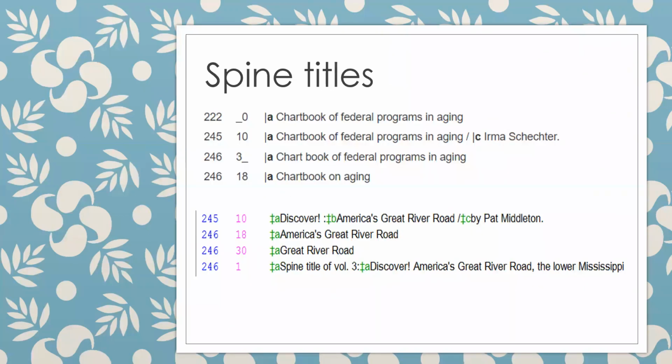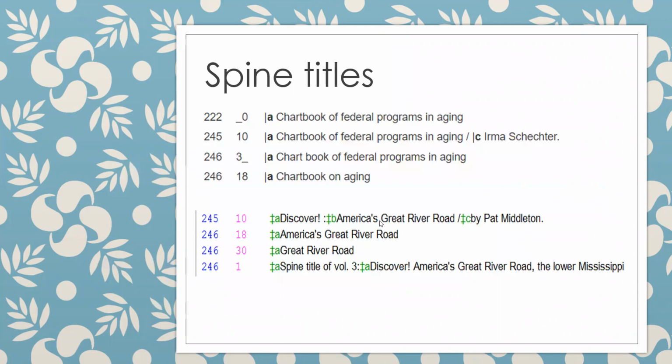Okay, so let's move on to spine titles. So what is a spine title? It's the titles on the spine, the publisher's title, not library binder's title. The spine title is often a short or partial form of the full title given on the title page. And that's from OCLC Bibliographic Formats and Standards.